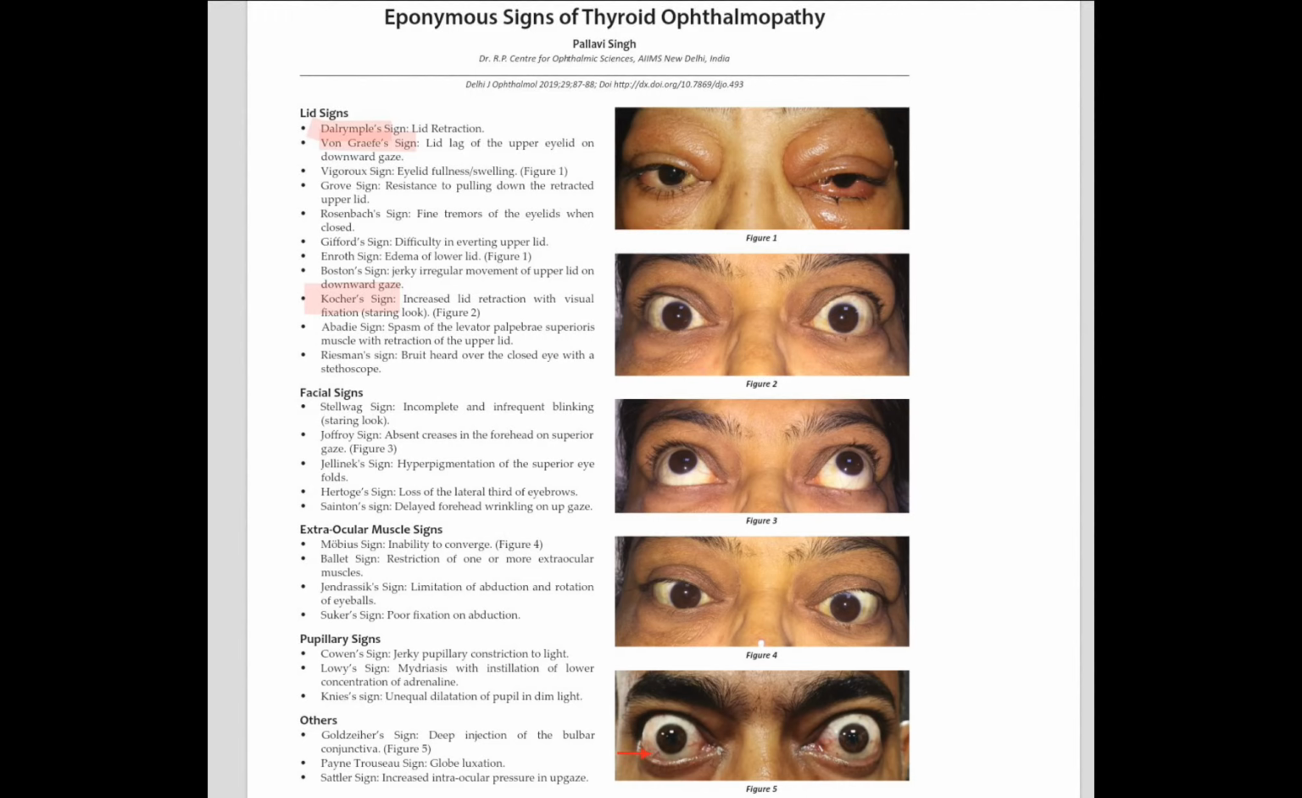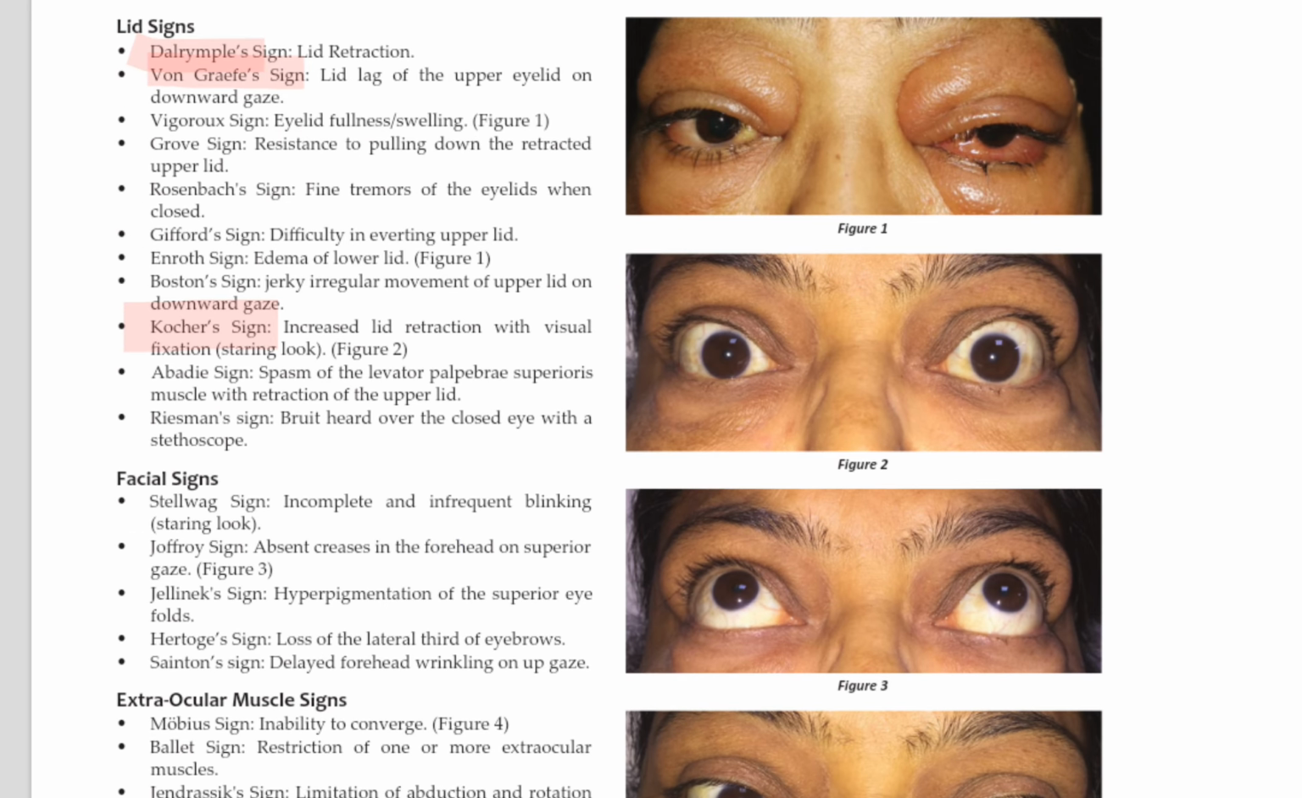Then the next sign we will be doing is Gifford sign. Gifford sign is difficulty in everting the upper eyelid. Then is Enroth sign. Enroth sign is for edema. E for Enroth, E for edema of the lower lid.